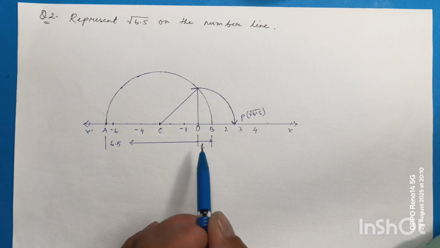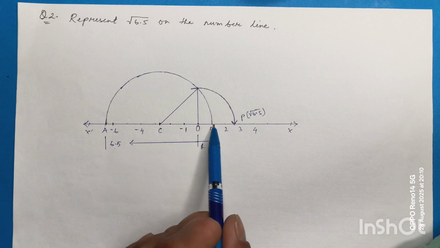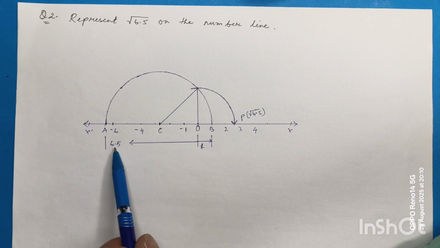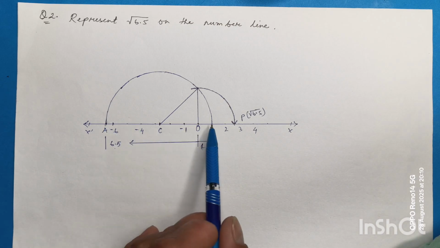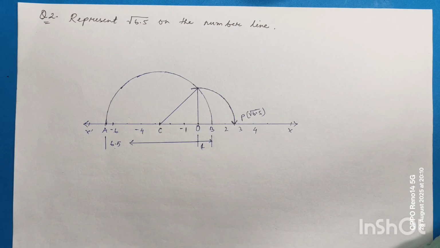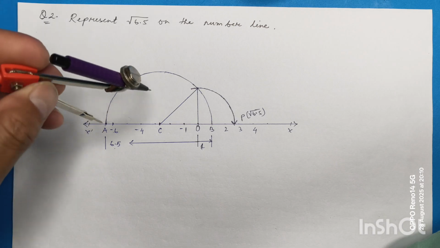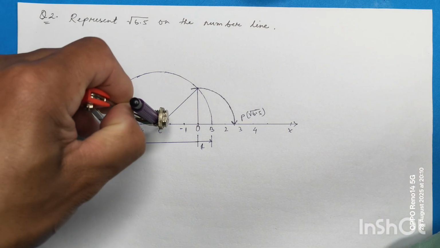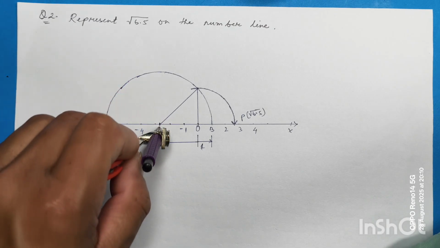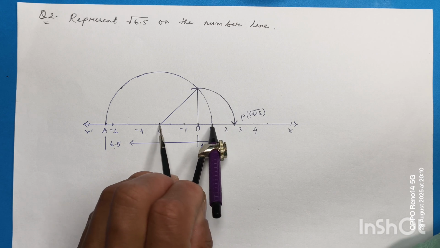And after that, this OA, how much? 6.5. OB, how much? 1. 6.5 plus 1 is 7.5. This is AB, 7.5. Let's take the midpoint as C. This C we can measure. AB half we can measure with the help of compass or divider. I'll measure with the compass. This is the half.